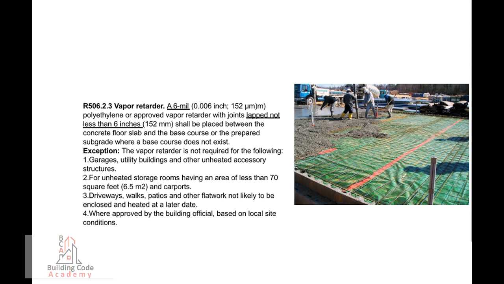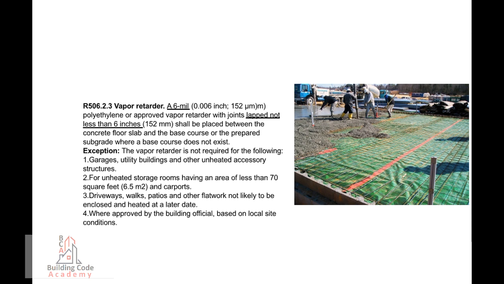R506.2.3 Vapor Retarder. A 6 mil, 0.006 inch, 152 micron polyethylene or approved vapor retarder with joints lapped not less than 6 inches, 152 millimeters, shall be placed between the concrete floor slab and the base course or the prepared subgrade where a base course does not exist.